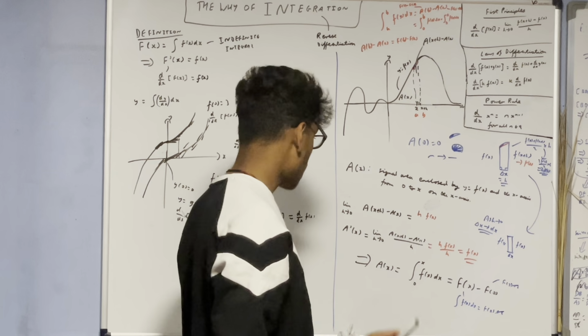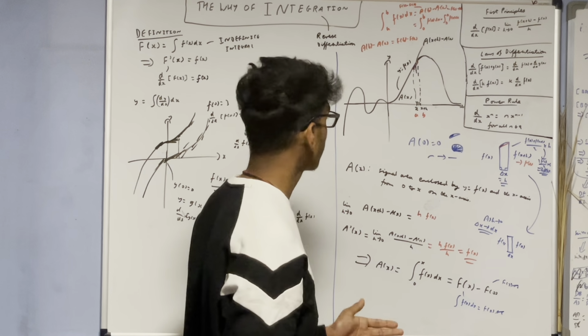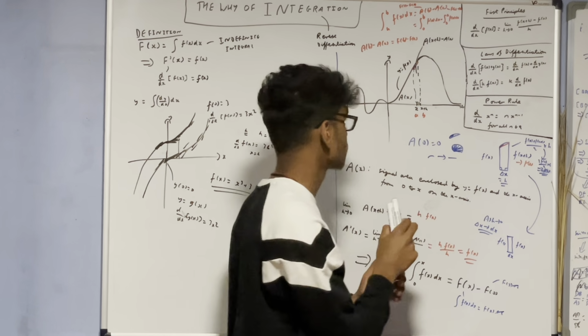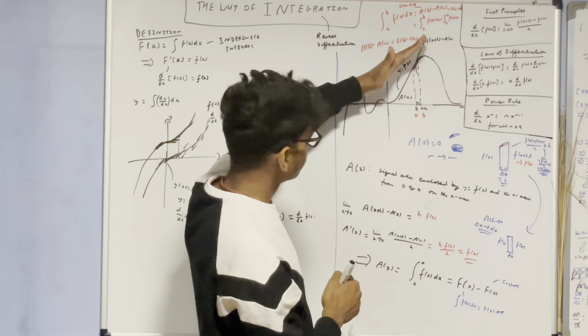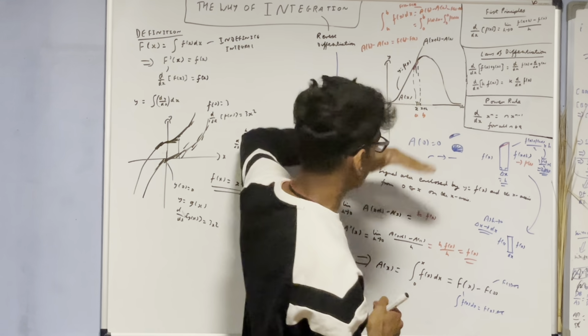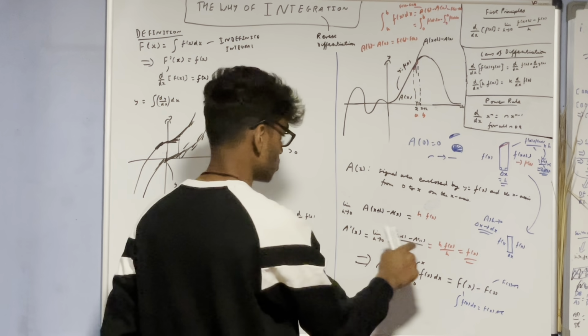And that's why integration is used to work out what the area is between 2 points on the x-axis when we look at the area enclosed by the function y equals f of x and the x-axis, since A prime of x is equal to f of x.